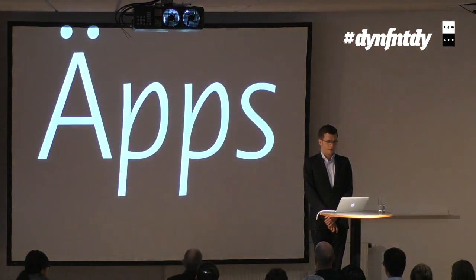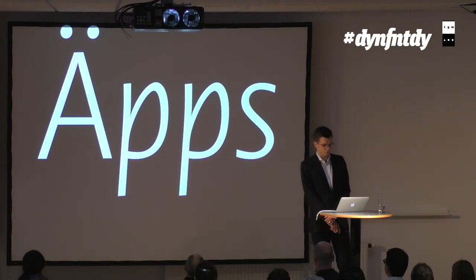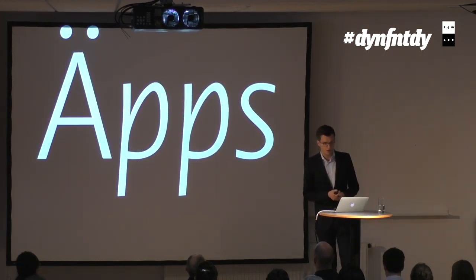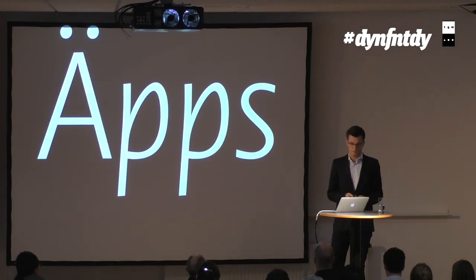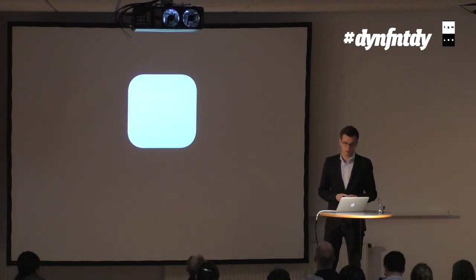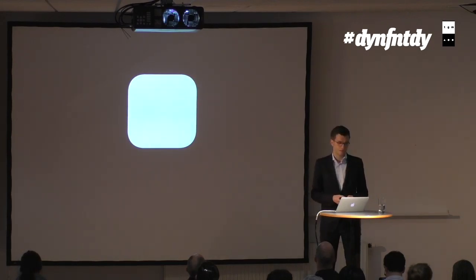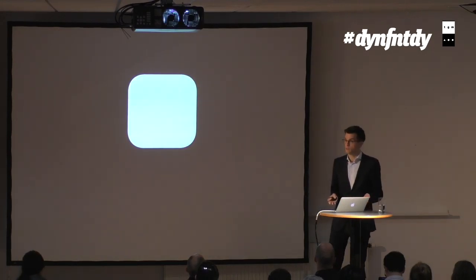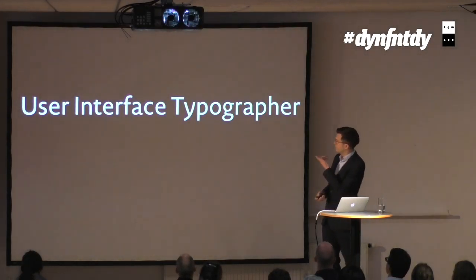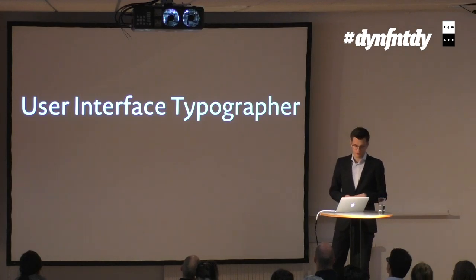But okay. So I make apps. My job is making apps, and whenever I meet new people and they ask me what I do, I tell them I make apps. And then people think I make these little squares, and I really like the simplicity in this. It's way more convenient than telling people what I actually do. My accurate job description would be something like this: user interface typographer.